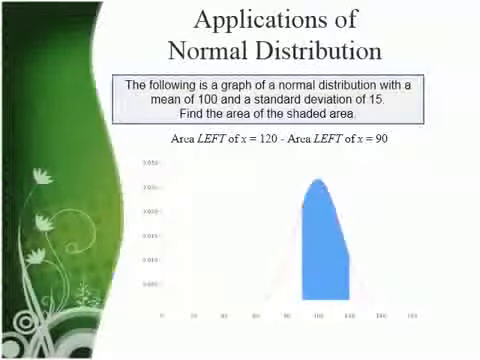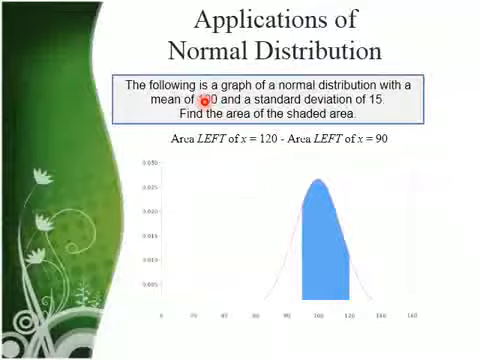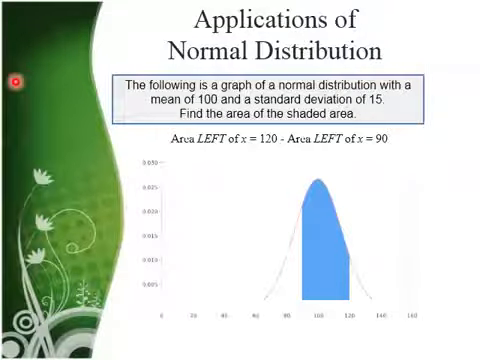Now let's take a look at an example where we have to find the area between two numbers. Still going to go with the normal distribution with a mean of 100 and a standard deviation of 15. But now we want to find the area to the left of 120, but to the right of 90. So in other words, the area between 90 and 120.